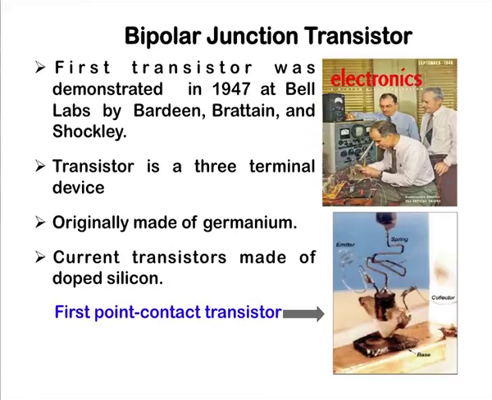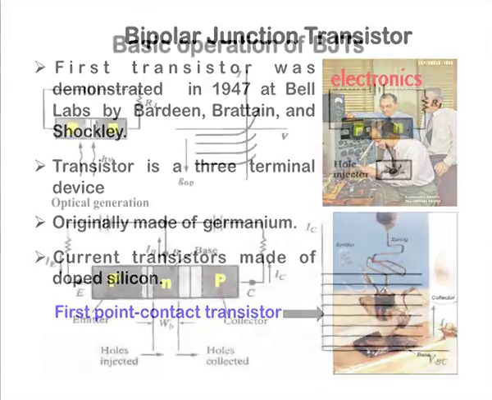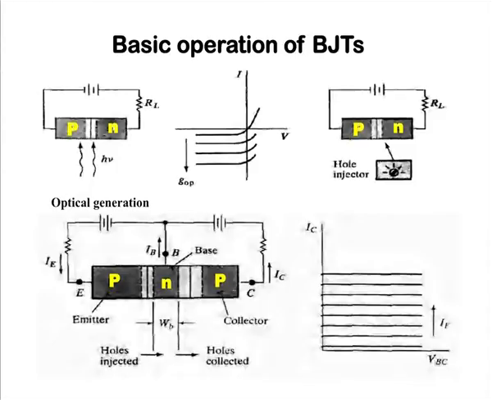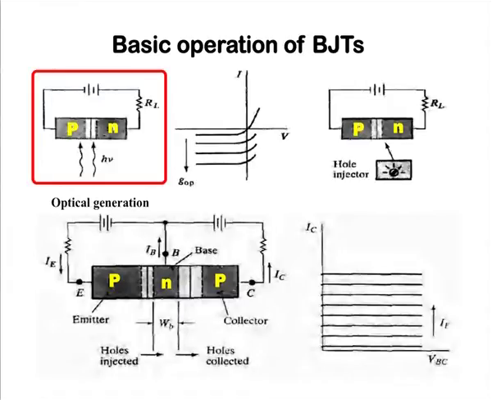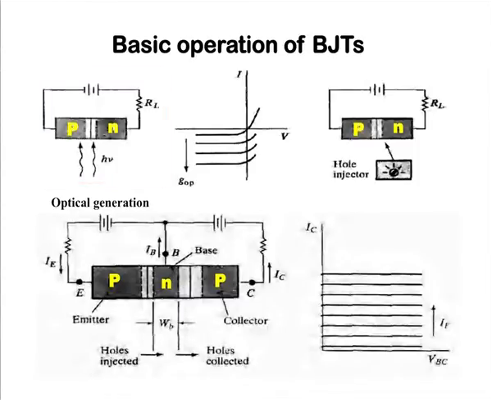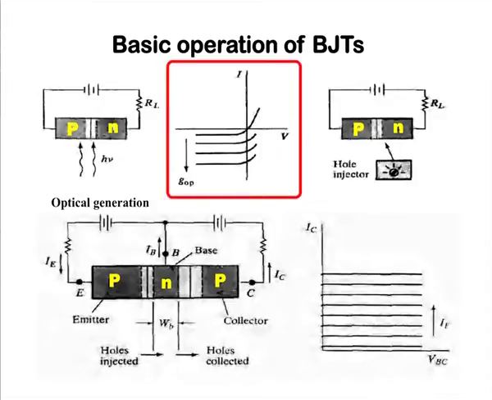Now we will understand the working principle of the bipolar junction transistor. If you simply take a PN junction, as you can see in the left-hand figure, and attach a battery so that the junction is in reverse bias, there is a very small current. In the middle figure you can see the current-voltage characteristics. This diode is in reverse bias, and the reverse bias current is very small, generally in microamperes.